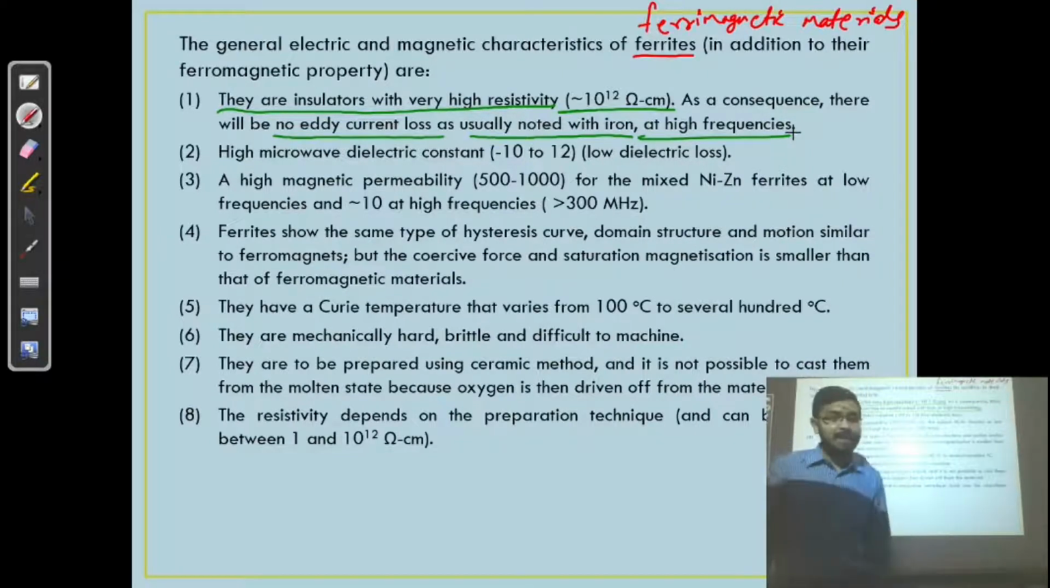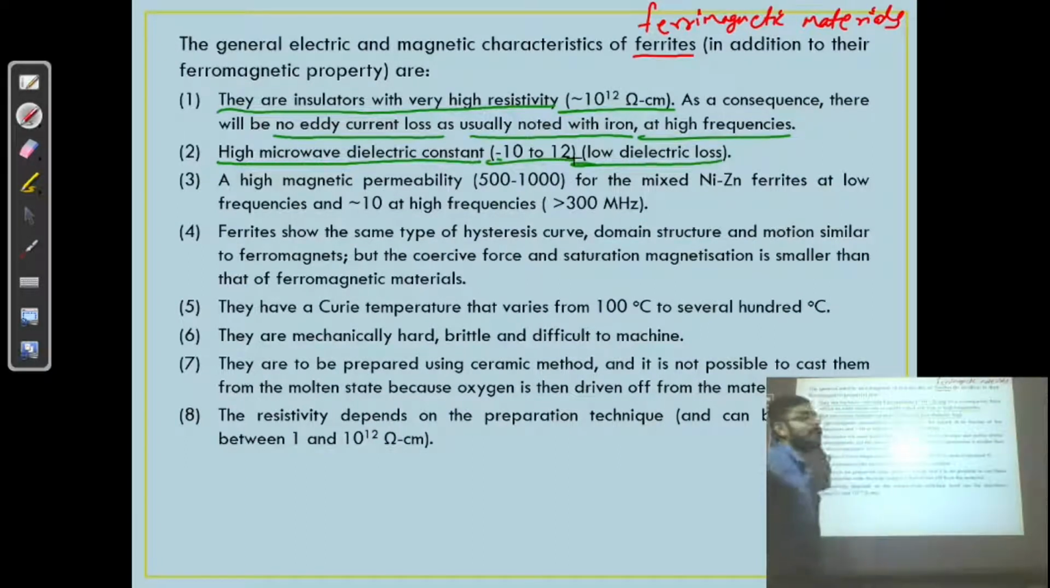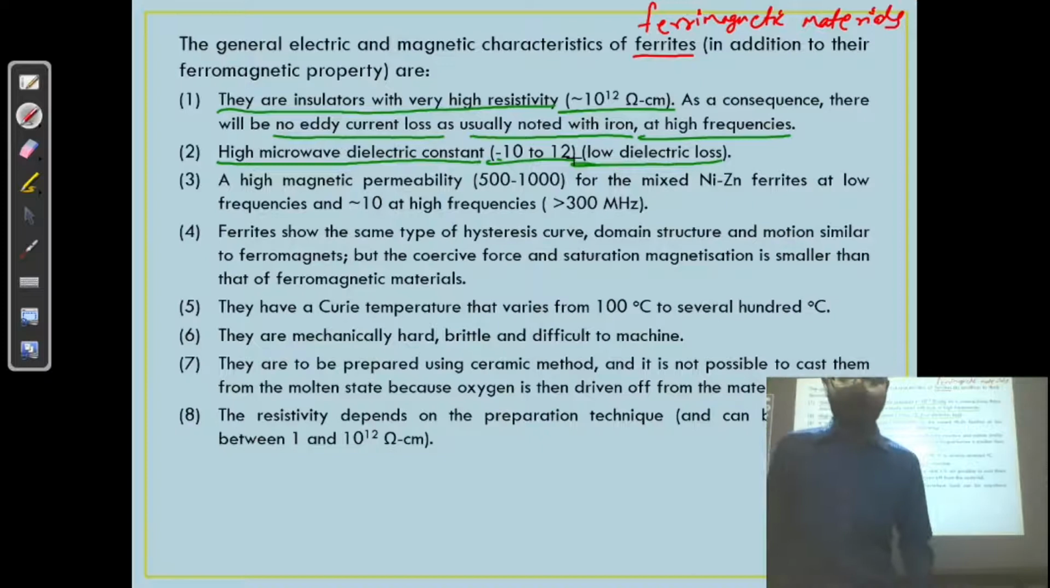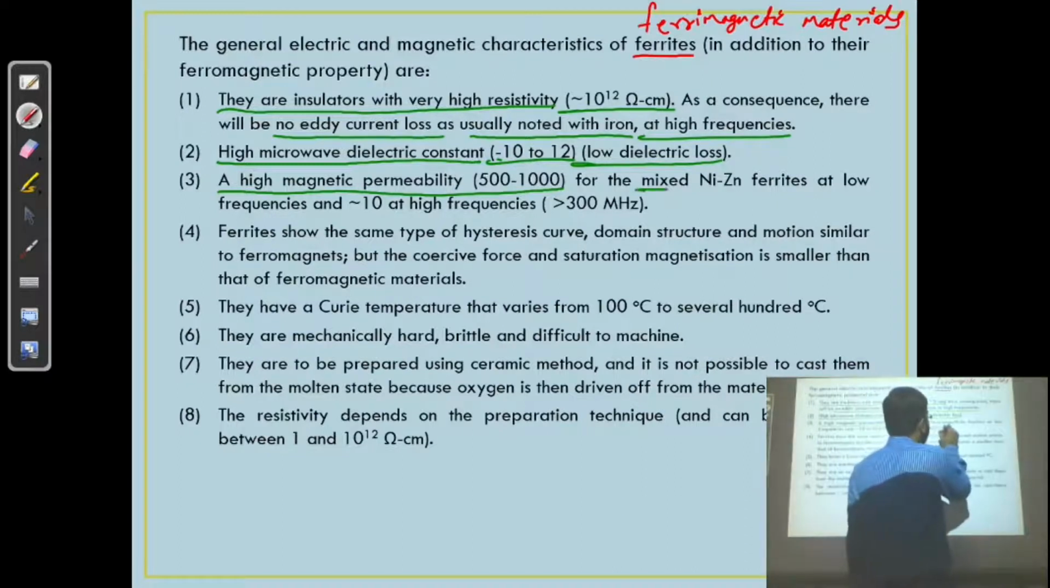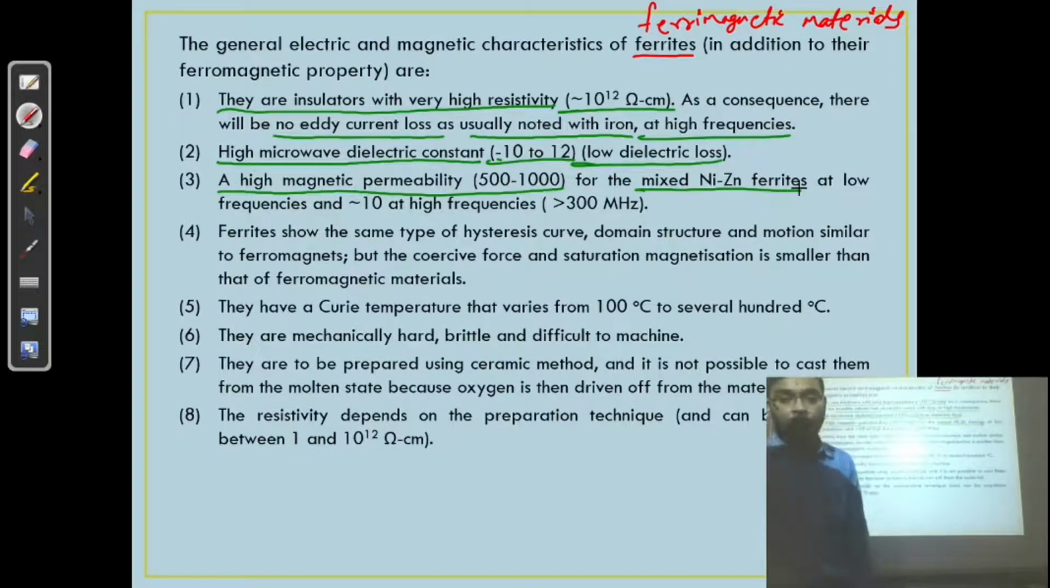The second property is a high microwave dielectric constant with low electric losses. So if it is used in applications that need less dielectric loss, then ferrites can be used. The third property is a high magnetic permeability, of the order of 500 to 1000 for a mixed ferrite, that is, a compound ferrite such as NiZn, at low frequency as well as at higher frequencies.